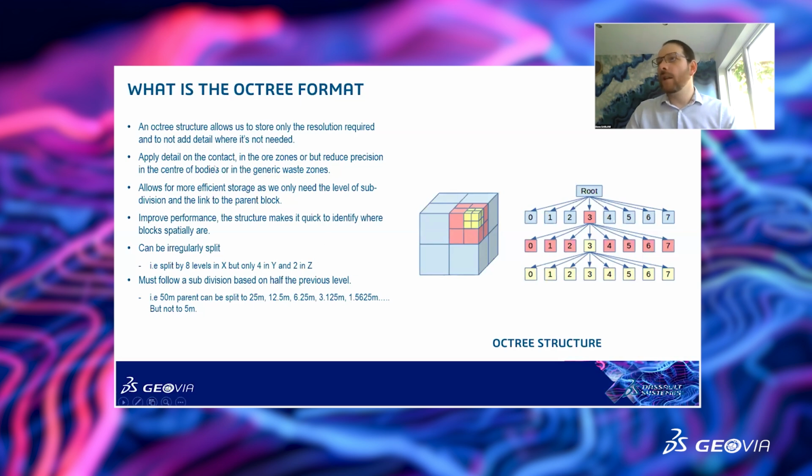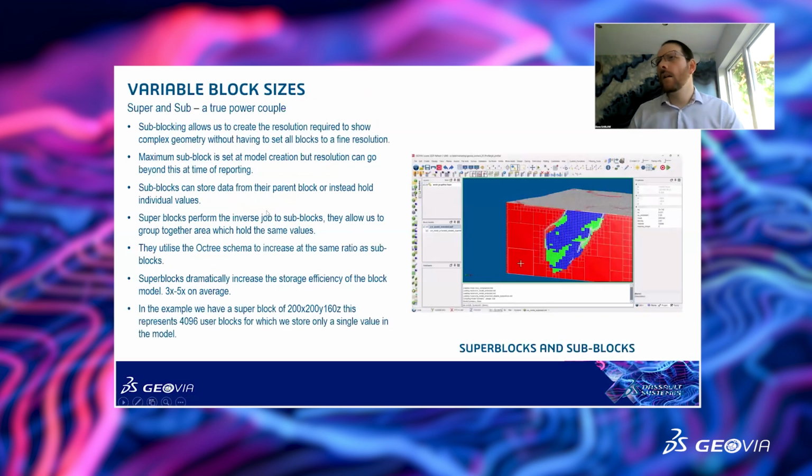So that's the idea behind an octree format and why we utilize it, because it's very quick and it's very efficient to be able to store data at this level. So how do we use that practically? It's nice that we have this computational power in the background and that it's doing all of this stuff, but what does it actually allow us to do? What are the tool sets it allows us to use? Well, it allows us to do two things. It allows us to have sub-blocking and it allows us to create super blocking.